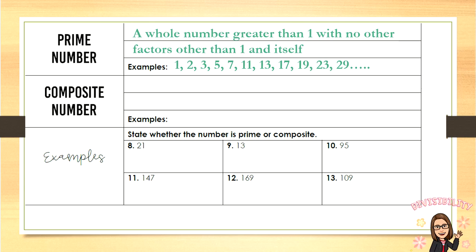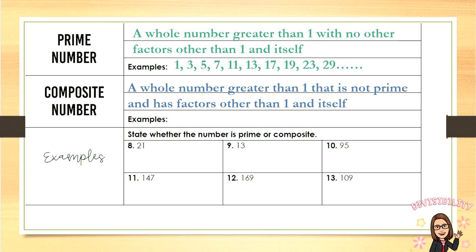Now, a composite number. If a prime number is only divisible by itself and 1, a composite number is going to be a whole number greater than 1 that's not prime, and has factors other than 1 and itself. So think of it as multiplied by 2 numbers. So you have 4, 6, 8, 9, 10, 12, because 4 is 2 times 2, 6 is 2 times 3. Anytime it can be multiplied by 2 numbers that are not 1 and itself, it will be a composite.